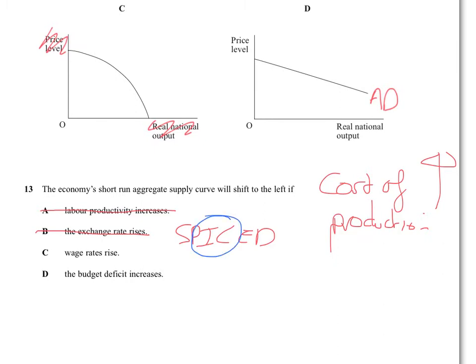Anyway, wage rates rising, that's obviously it. Because if wage rates rise, cost of production goes up, so therefore firms make less stuff. Finally, D, budget deficit increases. When the budget deficit increases, that affects demand, because it'd be C plus I plus G, because the government will be spending more. So it's not D, the answer is C.